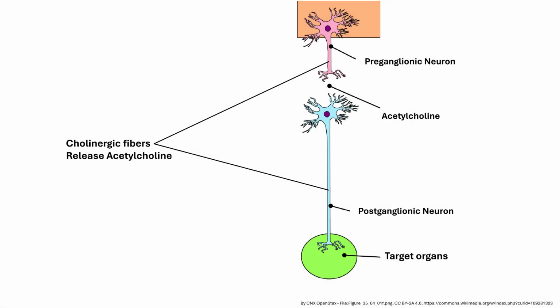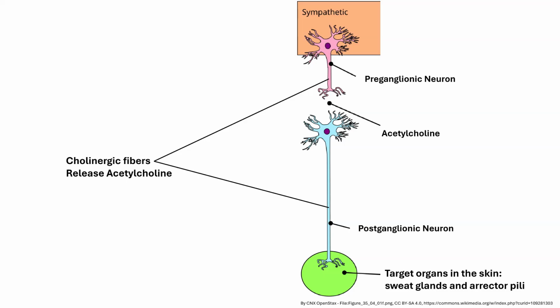You'll find cholinergic fibers in several places. All parasympathetic fibers and all preganglionic fibers are cholinergic. Also, some of the sympathetic postganglionic fibers are cholinergic, including axons that innervate sweat glands and arrector pili muscles.